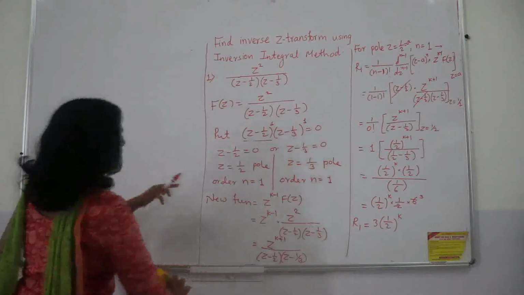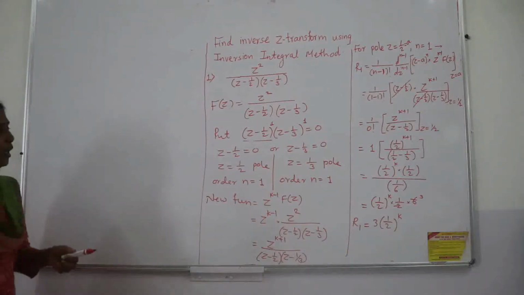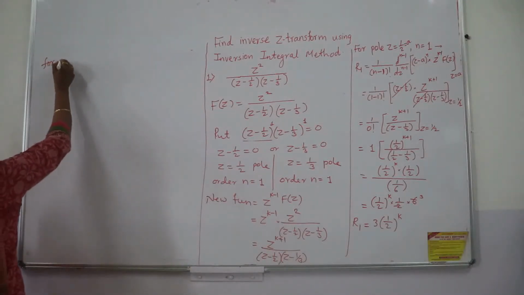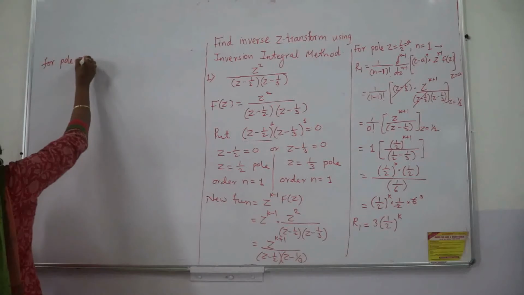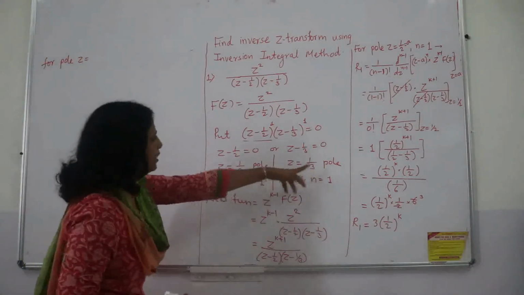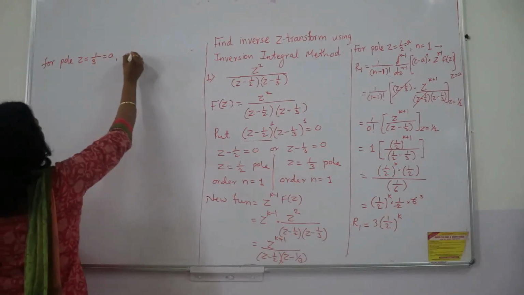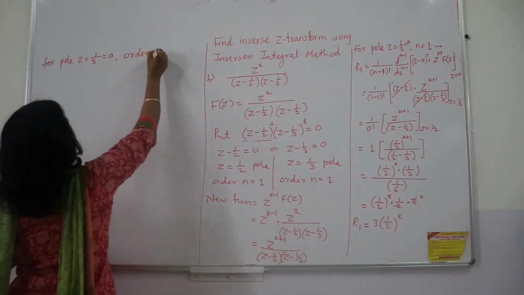Now for some time I will keep the same reference for you, and let's move with the second derivative, so second residue. For the pole, now this second pole is z is equal to 1 upon 3. I have kept it for you. 1 upon 3, this is equal to a, and we will mention here order n is equal to 1 again.